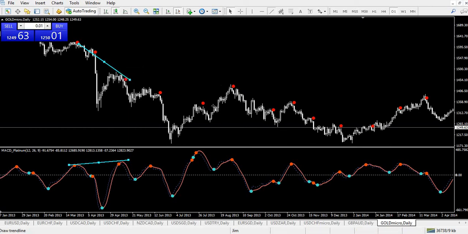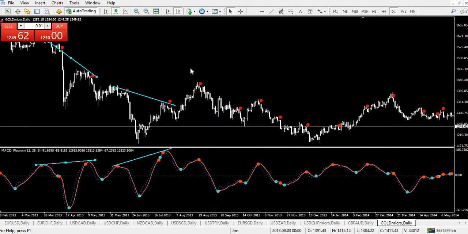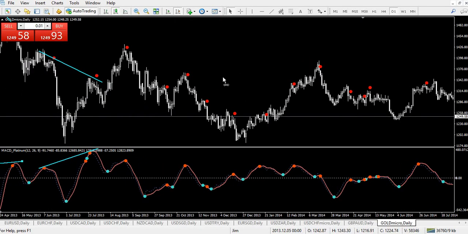Here's another one here. Price is down. Not a good one this one though. And MACD's up. And there's your entry in there, down there, whatever. Not that flash, but still a valid signal. Price is down, MACD's up.